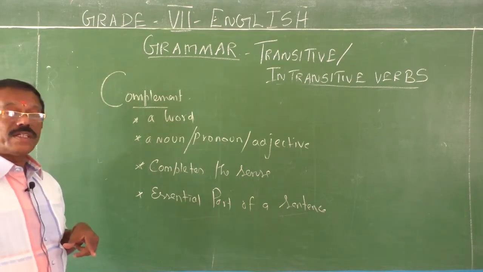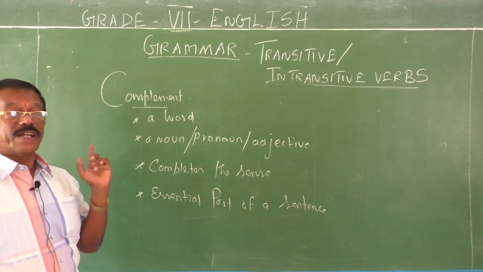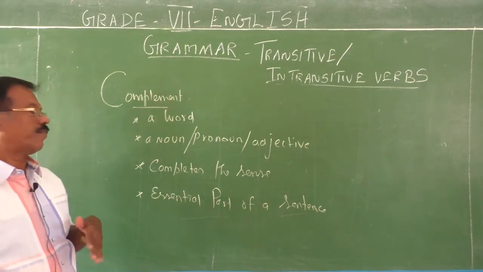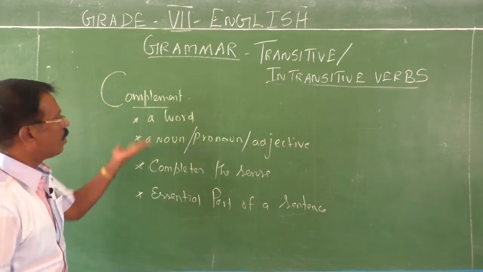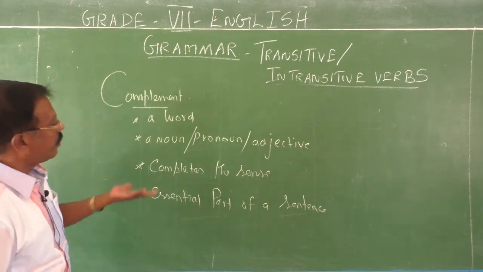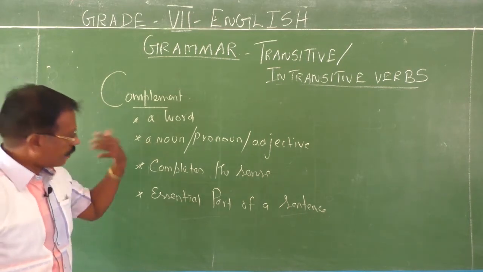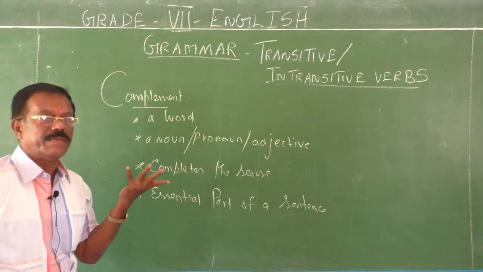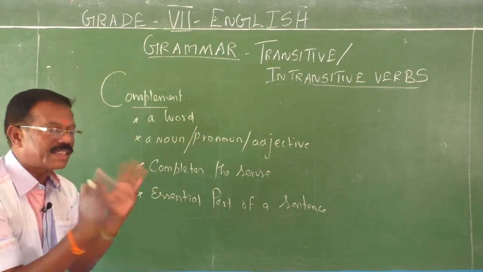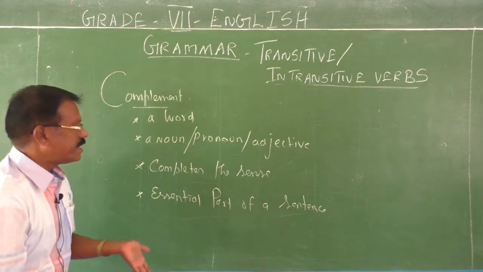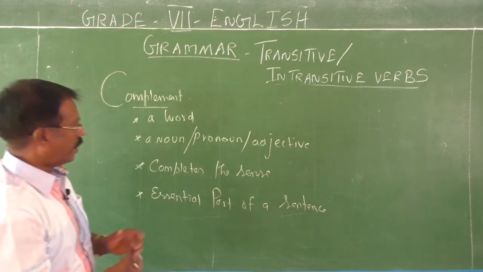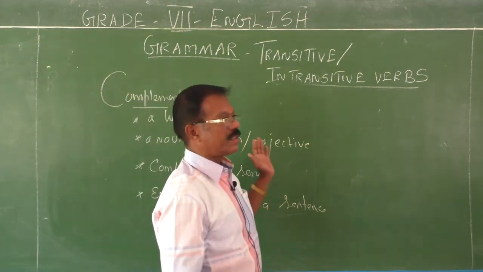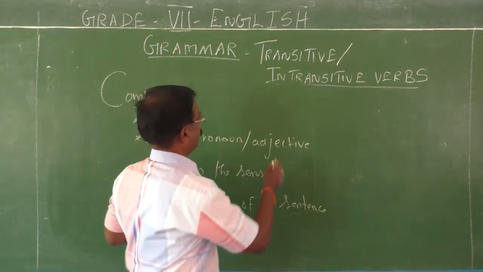Mind the spelling, children. C-O-M-P-L-E-M-E-N-T. Don't confuse it. Complement, that's a gift. Okay, fine. So complement is a word. It may be a noun or adjective probably. Sometimes it may be a pronoun. It comes to complete the sense of the verb, complete the sense of the sentence and verb. It is an essential part of a sentence, a mandatory part.